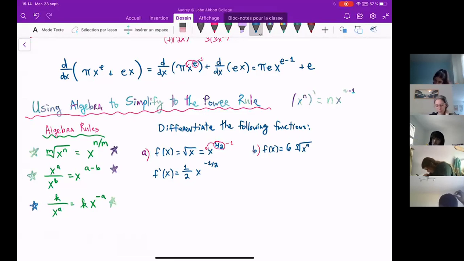How can I rewrite this? How can I use that first rule to, you got it, it's going to be x to the 9 over 8. Notice that 6 is not part of the radical. It's not part of that root. So that 6 just stays out front, and the x becomes to the power of 9 over 8. You guys see that?